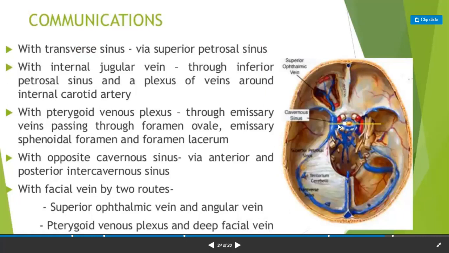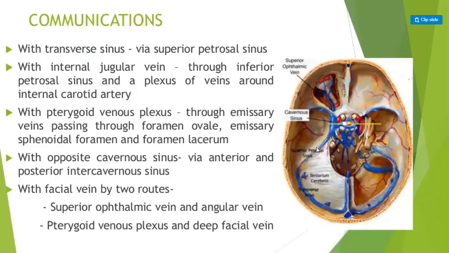Also with the pterygoid venous plexus through emissary veins passing through the foramen ovale, emissary sphenoidal foramen and foramen lacerum. With the opposite cavernous sinus via the anterior and posterior intercavernous sinuses. It is connected to the facial vein via two routes. One is the superior ophthalmic vein and angular vein. Then we have the pterygoid venous plexus and deep facial vein.